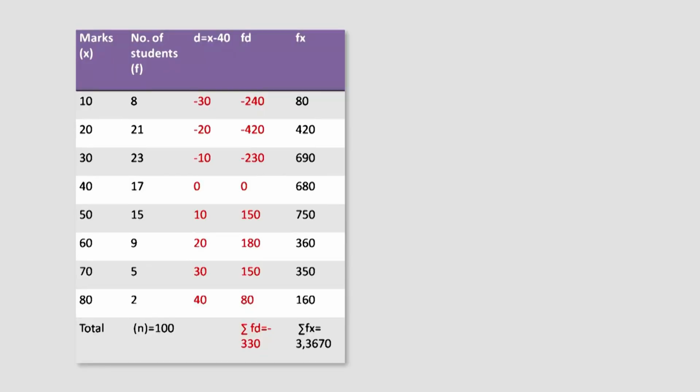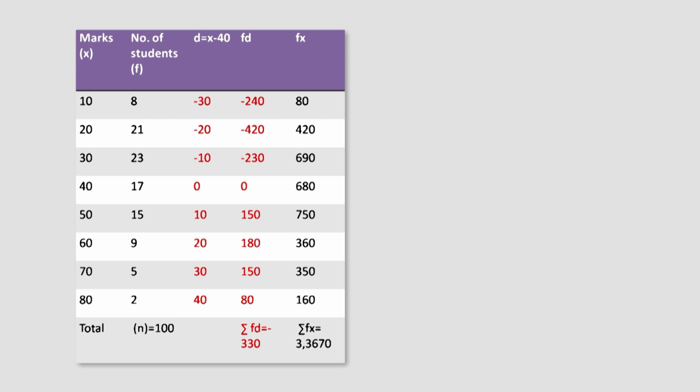In the table, the first column has the value of x, which is 10, 20, 30, 40, 50, 60, 70 and 80. The number of students are the frequencies. As I said, for one value of the variable there may be many frequencies, it may be 1, it may be more than 1. In this case, how many students are scoring 10 marks? 8 students. So, the frequency is 8. Frequency in Hindi we call barambarta, that means repeatedness. So, the students who have got 10 marks are 8.